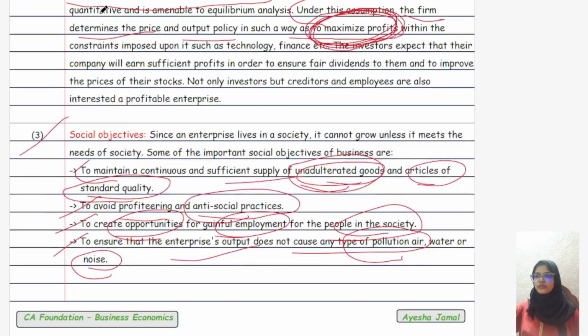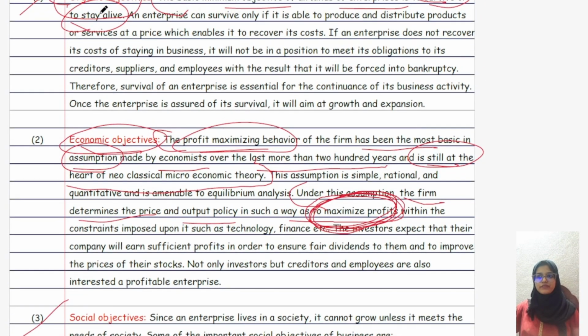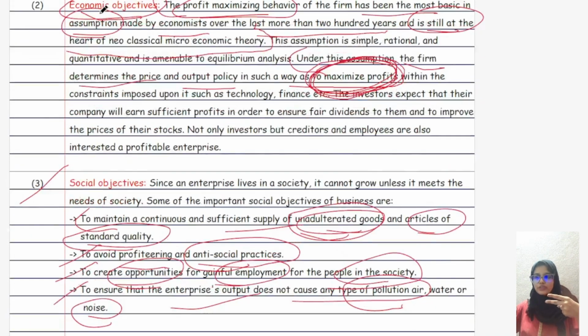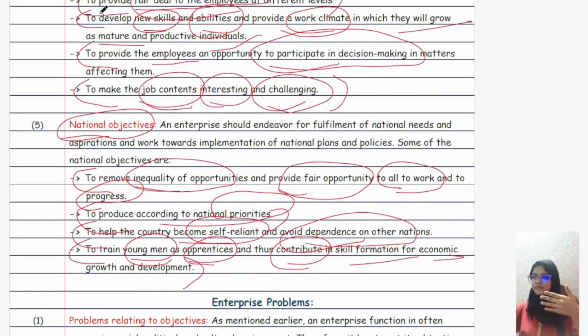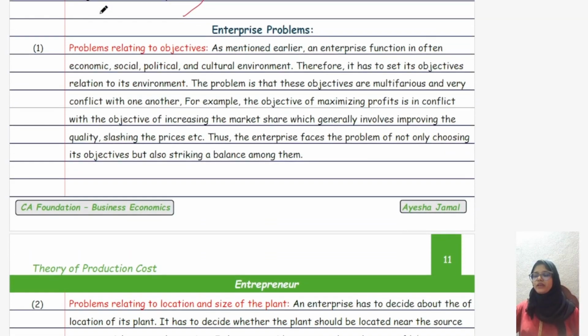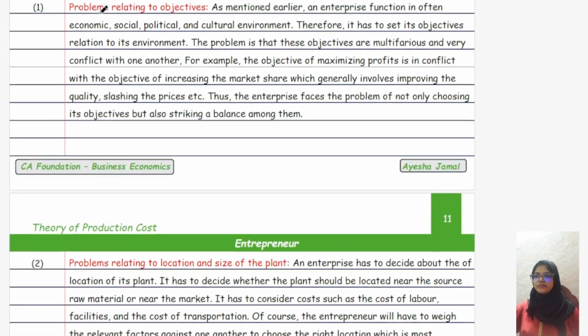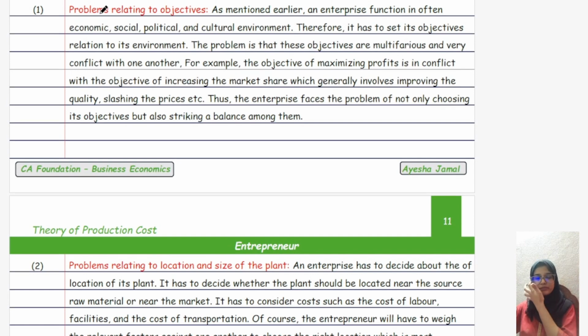So this is nothing but national objectives. What are the five objectives we have seen? We have seen organic objectives, economic objectives, social objectives, then human objectives, and last is national objectives. Right. Now we are coming to enterprise problems. Every enterprise has a few problems, right? So now we'll be seeing what are the problems faced by the enterprise.